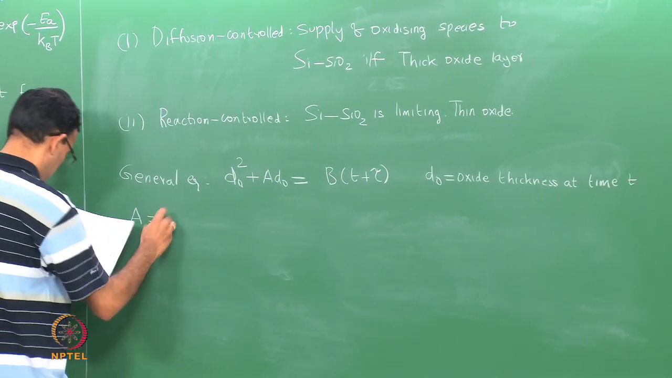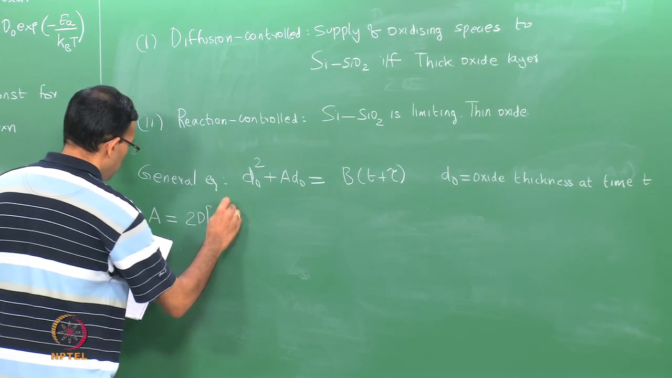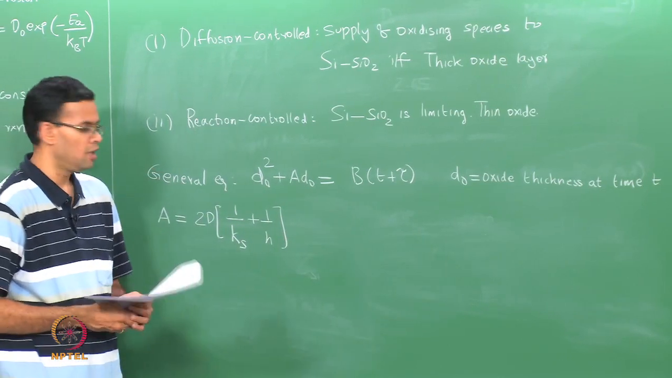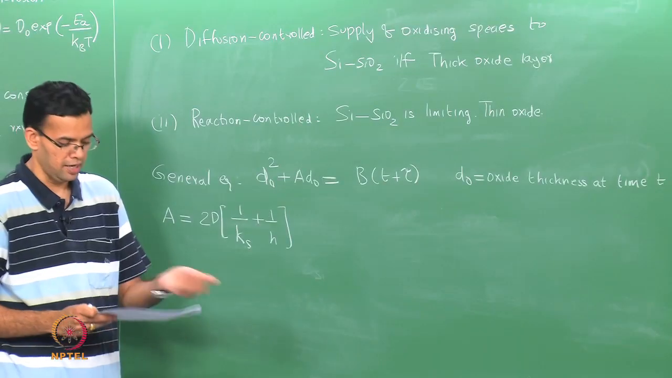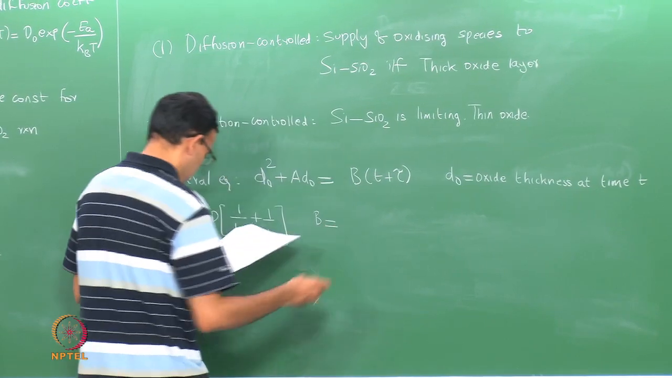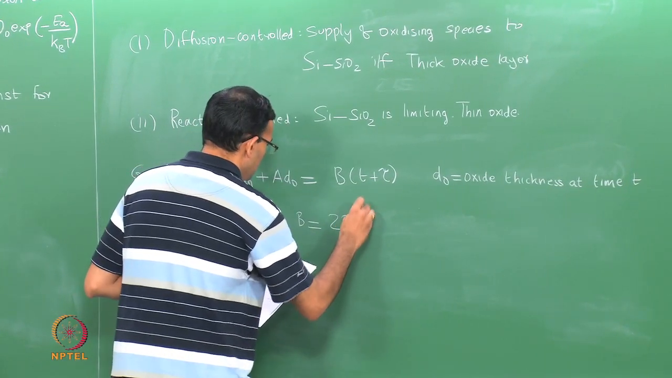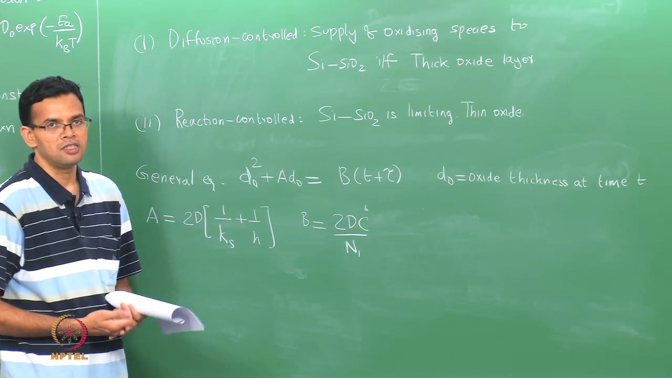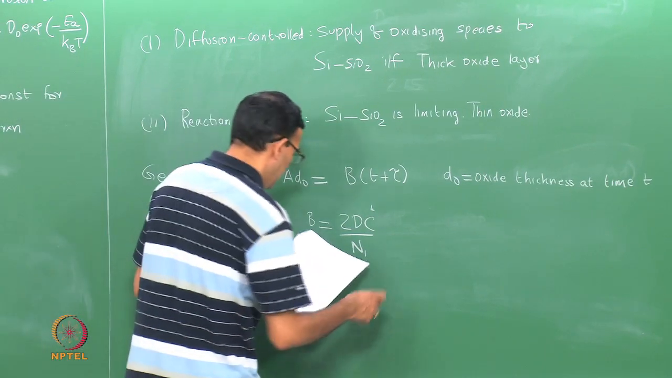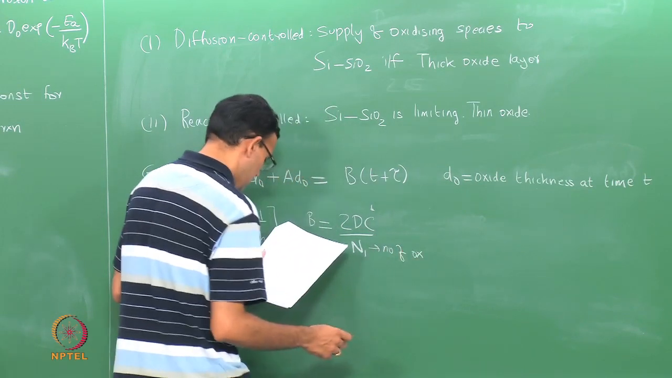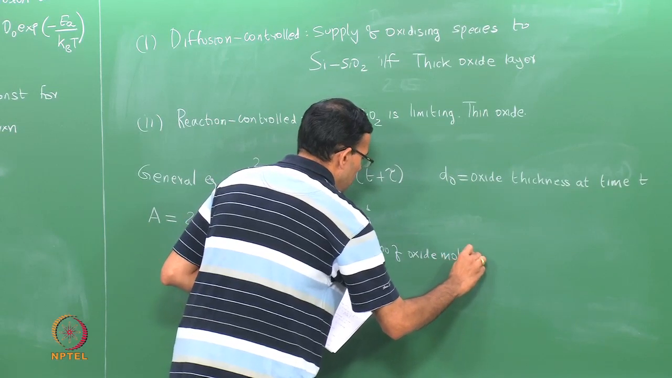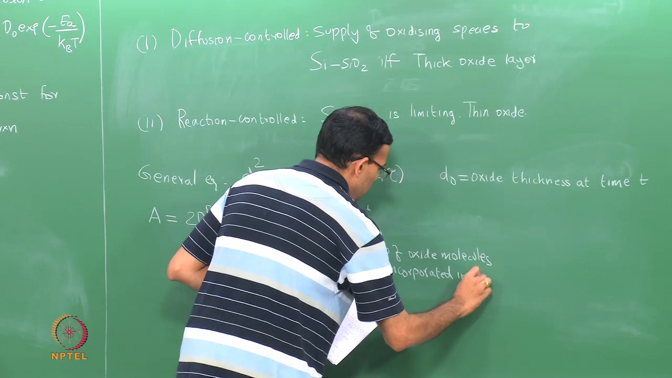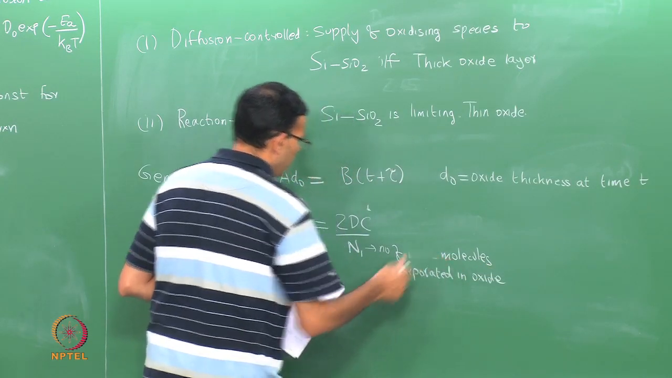A is equal to 2D, where D is your diffusion coefficient, Ks is the rate of reaction, and H is the mass transfer coefficient, which is related through the mass transfer coefficient in the gas phase by Henry's law. B is also a constant, B is 2D C star over N1. D again is the diffusion coefficient, C star is the bulk concentration of the diffusing species in the oxide, and N1 is the number of molecules incorporated in the oxide layer.